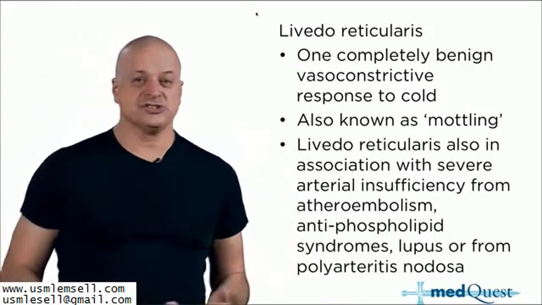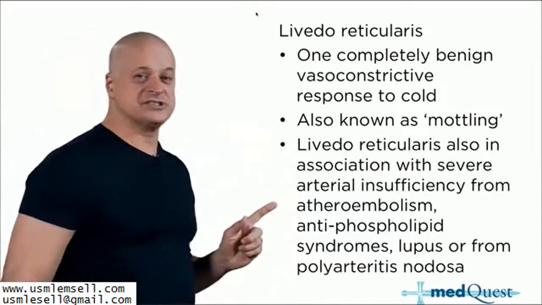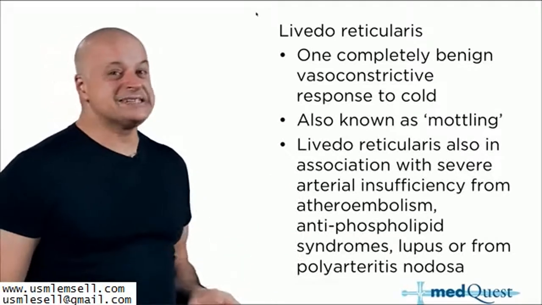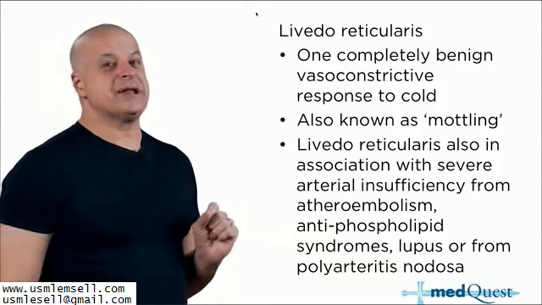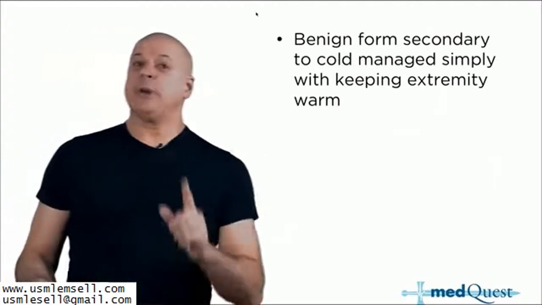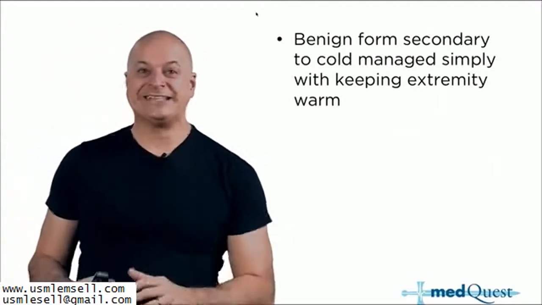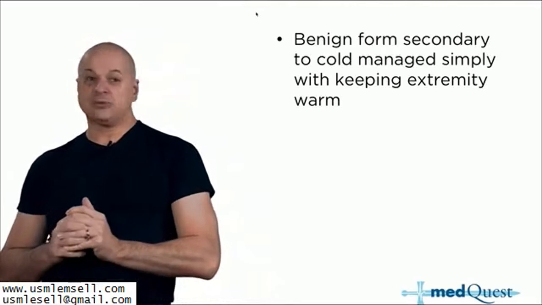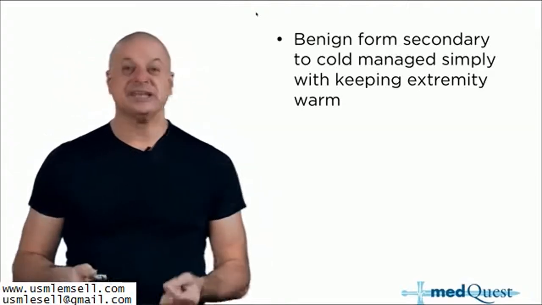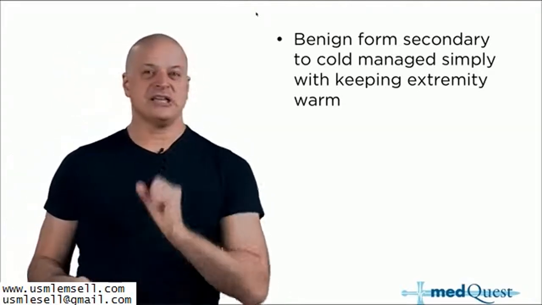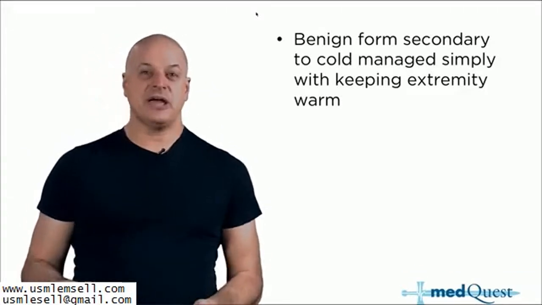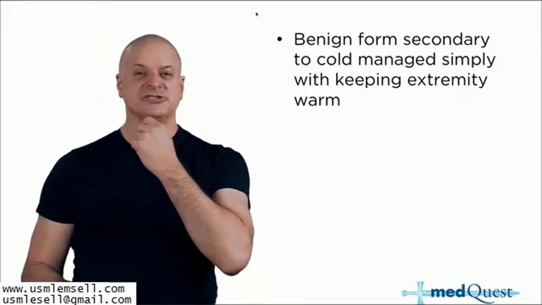Now, livedo reticularis is also in association with some severe arterial insufficiency. It can be from cryoglobulins, hepatitis C, antiphospholipid syndromes, but it doesn't change the management, which is we don't really know what to do for livedo reticularis. But what's critically important is that a person with livedo reticularis needs to be evaluated for hepatitis C. Livedo reticularis, like porphyria cutanea tarda, needs to be evaluated for hepatitis C and cryoglobulins.